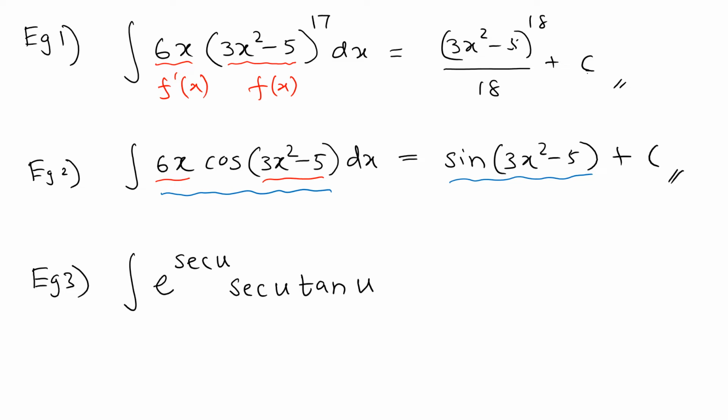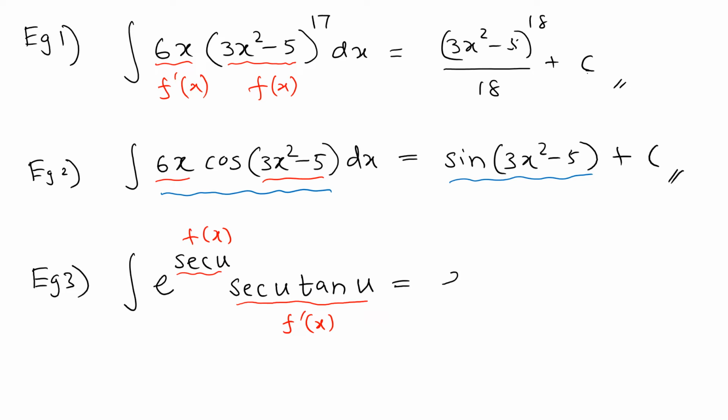As the third one, we have e to the secant u times secant u tan u. And then you will notice that the derivative of secant is secant tan. So this is the function and this is the derivative. That means we can use the fourth formula trick for this one again.